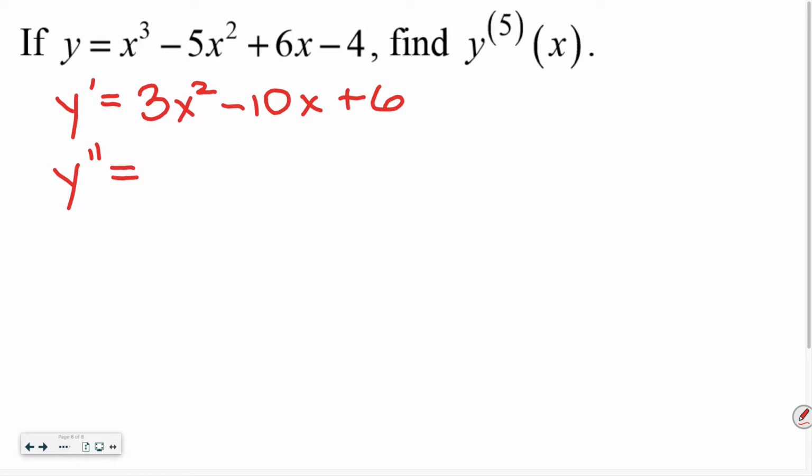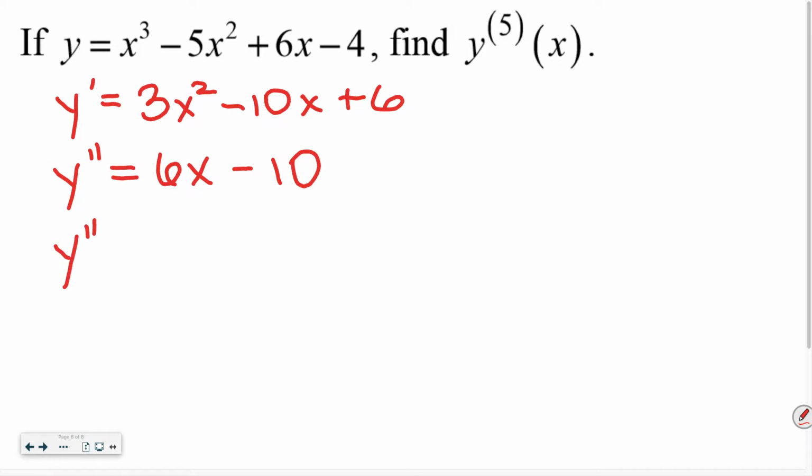Our second derivative is we take 3x squared minus 10x plus 6, and we take that derivative. Okay? Caleb, can you help me out with that one? That would be 6x minus 10. Did you say 6x? Yes. Okay.